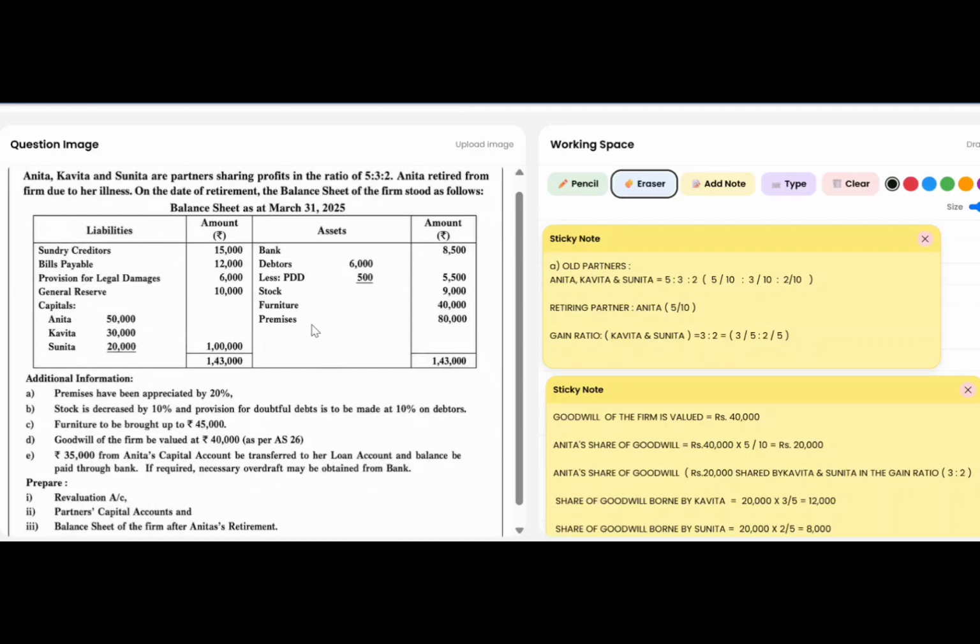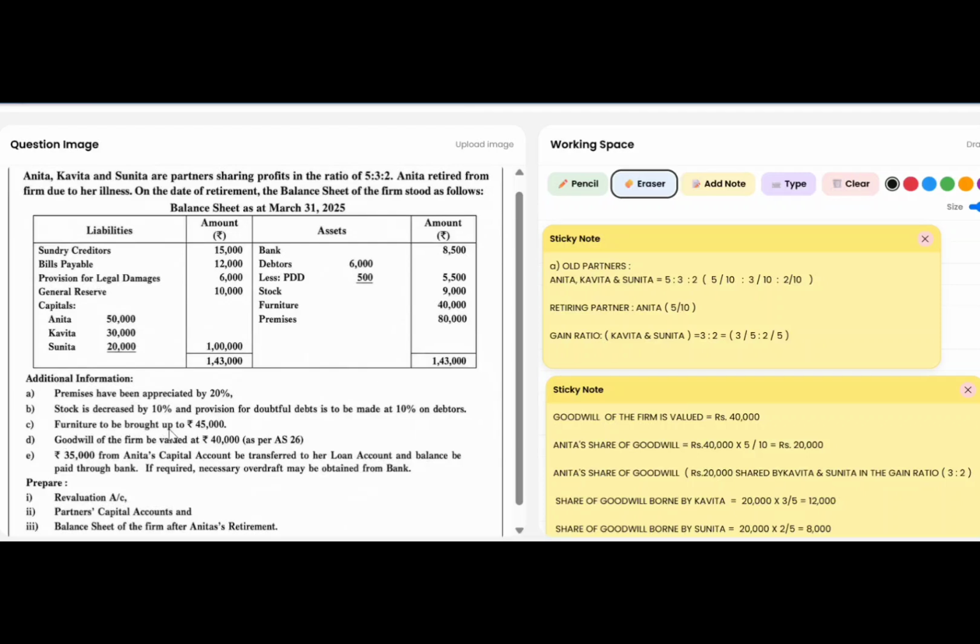If any adjustments are there, they will be made accordingly in the new balance sheet. Now, the additional information is the adjustments which are given to us. In this adjustment, first one we have premises that is to be appreciated by 20%, then stock is decreased by 10%, and provision for doubtful debts is to be made at 10% on debtors. Third, you have furniture to be brought up, that is, you have to increase the furniture up to rupees 45,000.